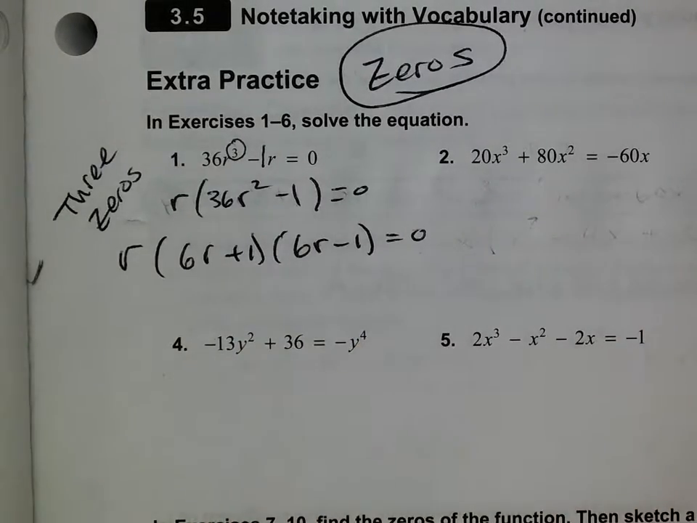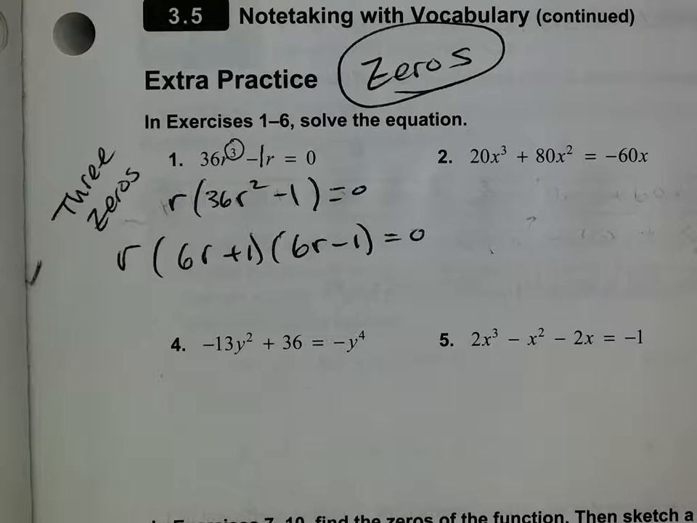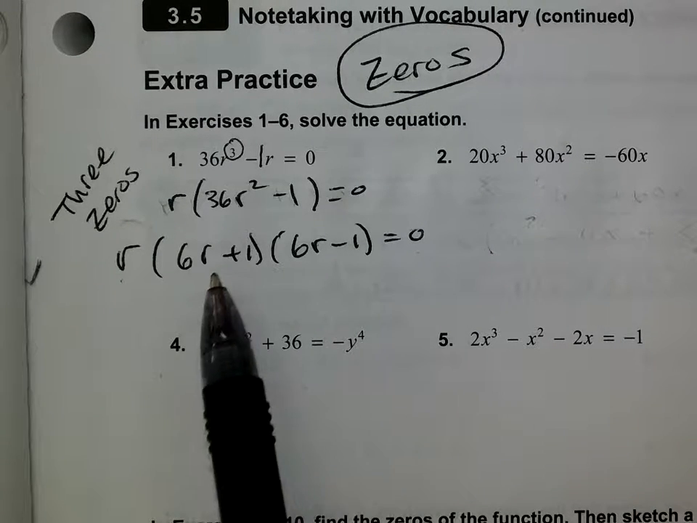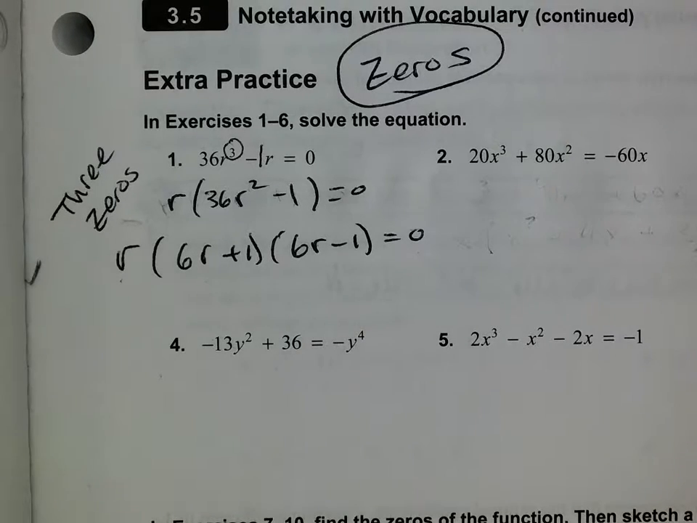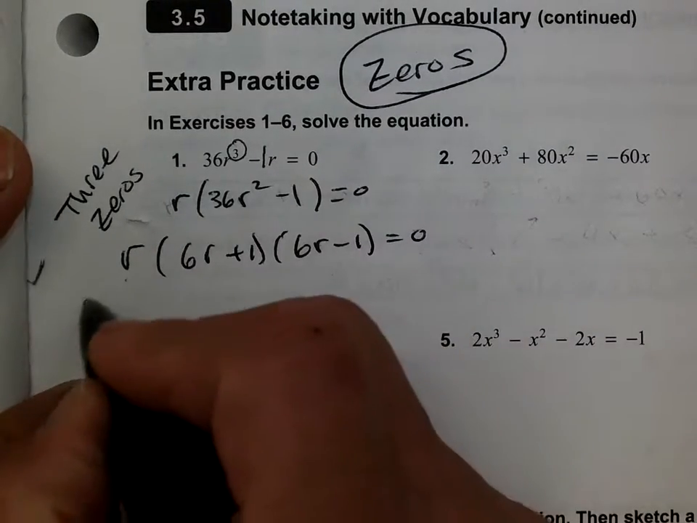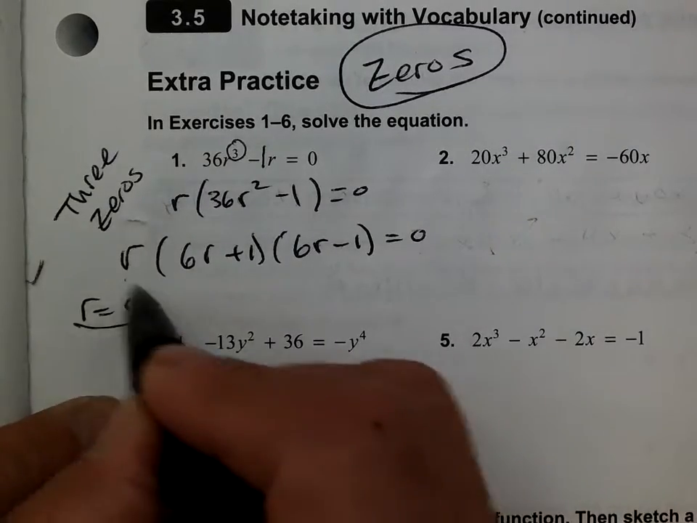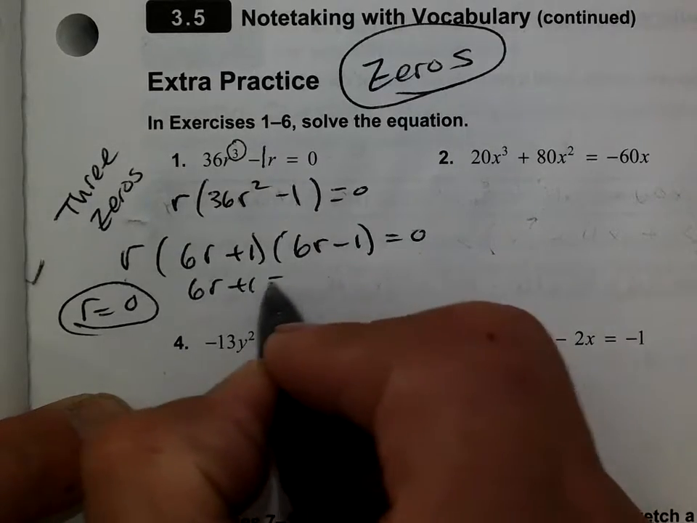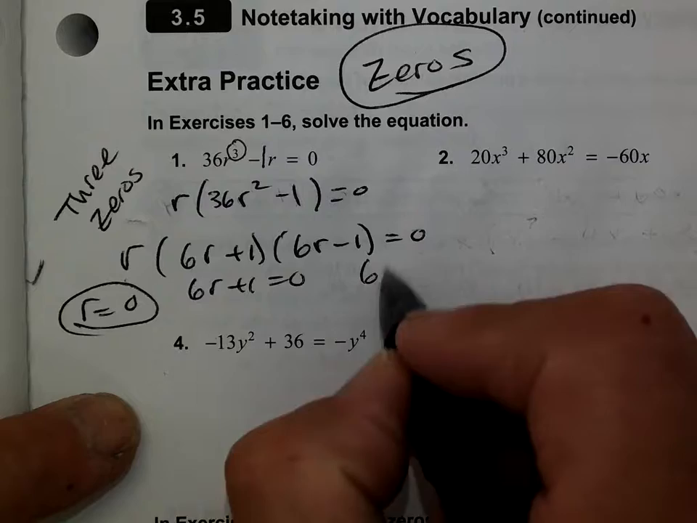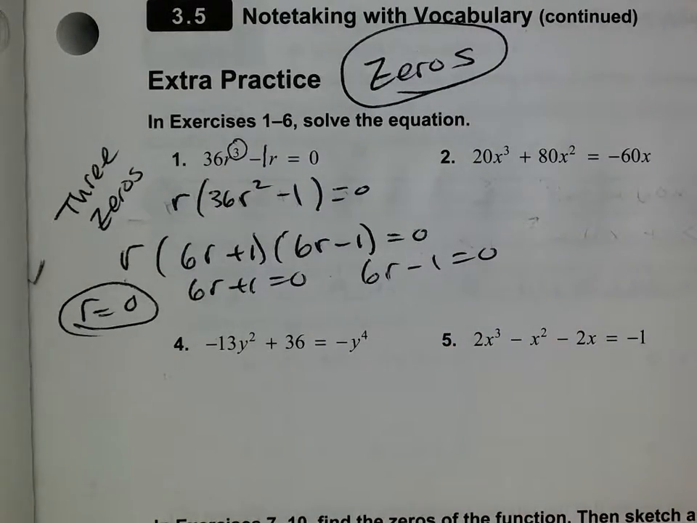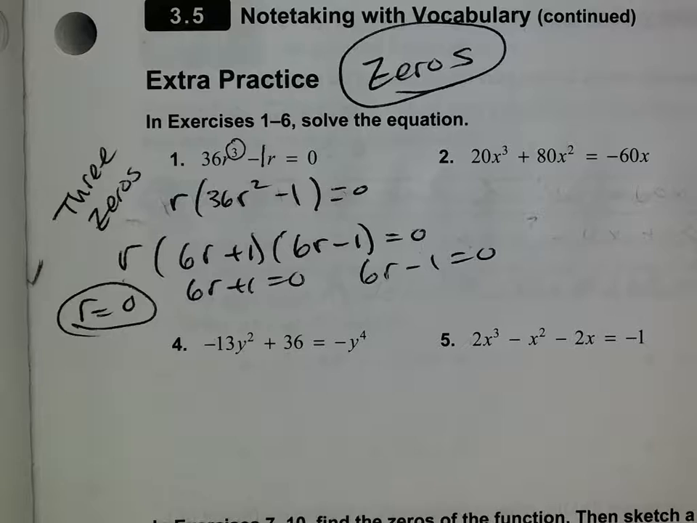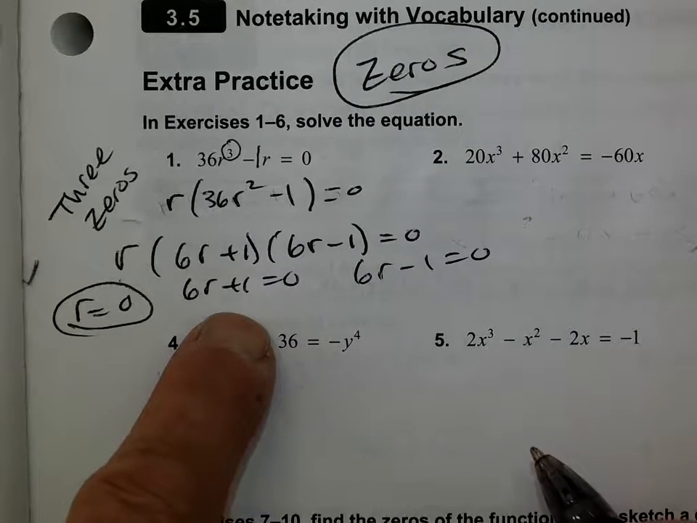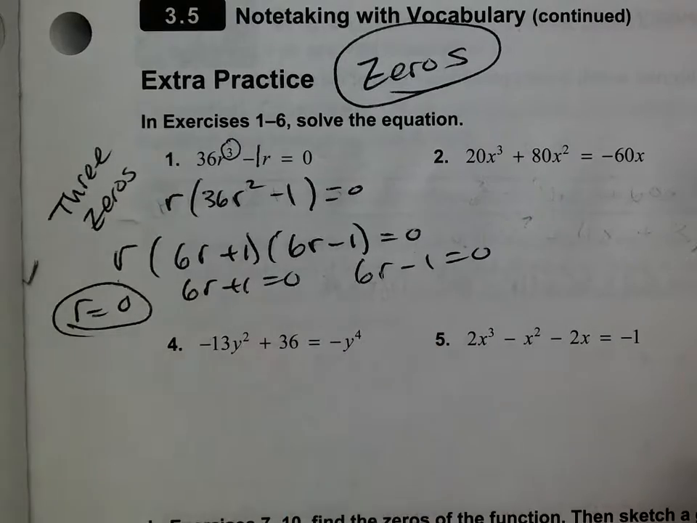Now, what I have is 3 little mini equations equal to 0. I'm going to solve all 3 of my mini equations and have my 3 answers, or my 3 zeros. Okay, so the first one's pretty much solved for, r equals 0. Well, that's pretty much done. There's one of my zeros. 0 is a 0. 6r plus 1 equals 0, and 6r minus 1 equals 0, giving me my other 2 zeros. Okay, so I've got one of them solved. I'm just going to solve the second one, and then I'll solve the third one, and I'll get all 3 zeros.